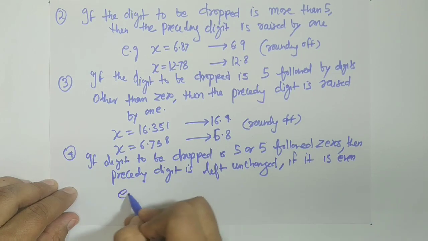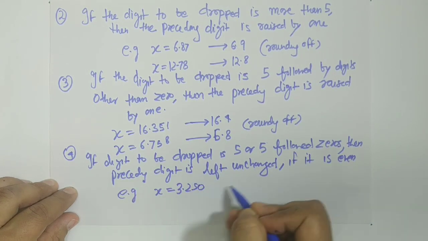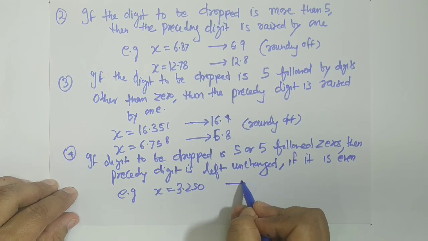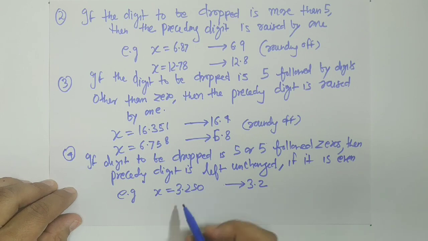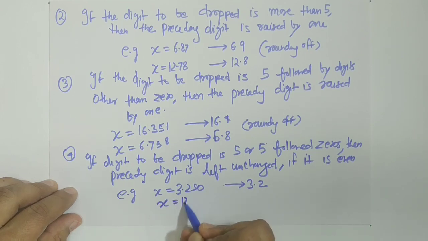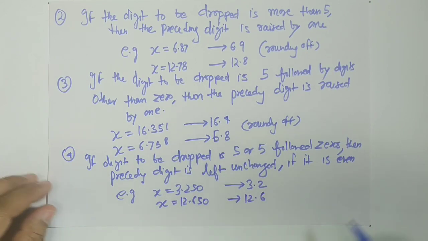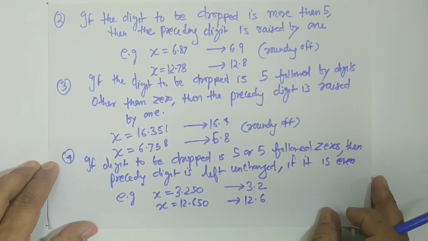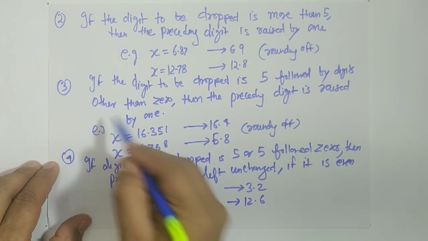Say as an example I am giving x equal to 3.250. Rounding off it becomes 3.2. Why? Because it is an even number. And then if x is 12.650, rounding off it becomes 12.6. So these are the basic rules for rounding off. You can see the examples given here.